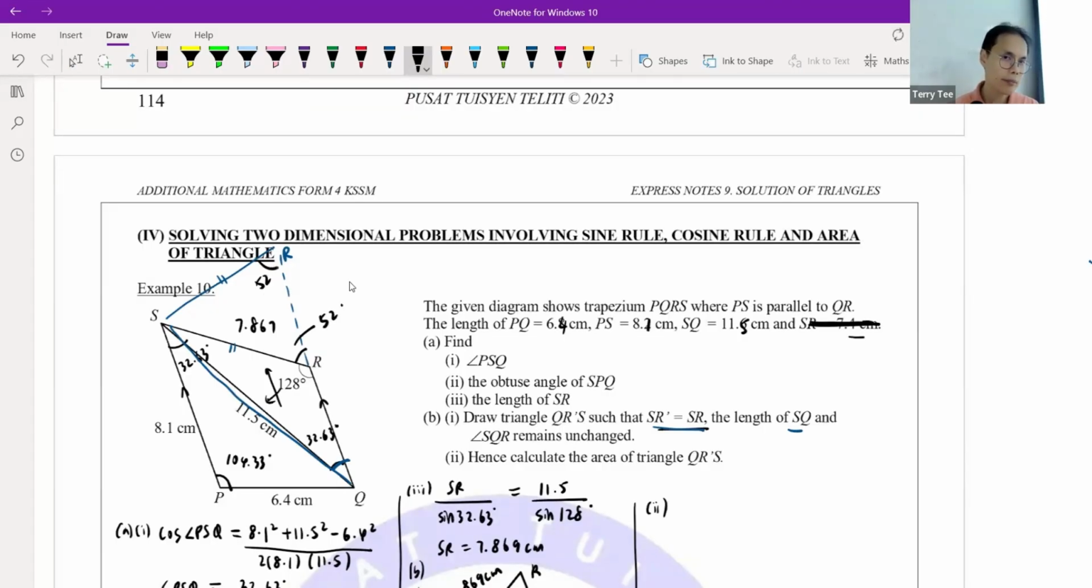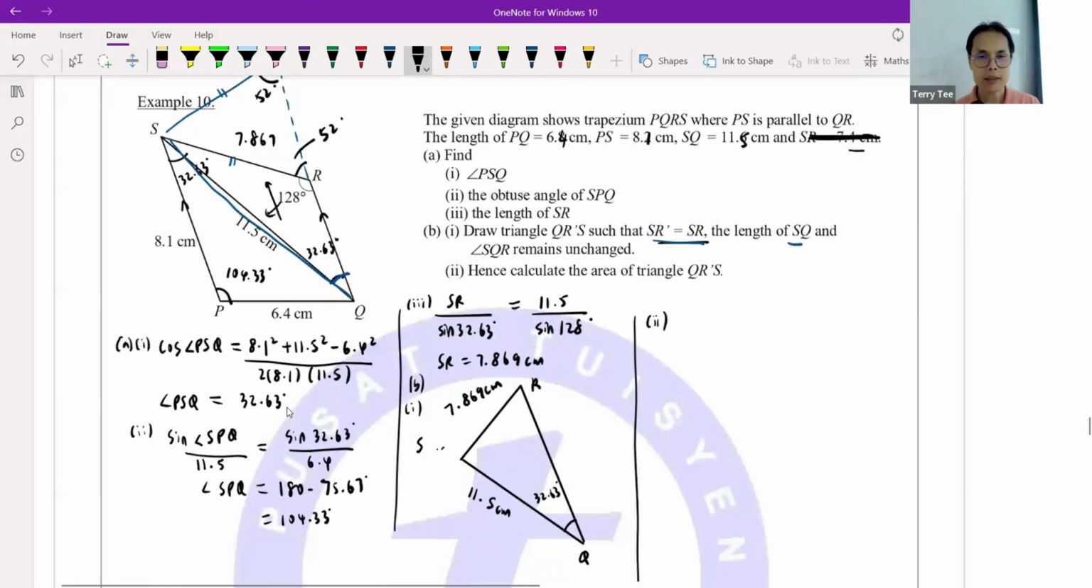This one must be 52, right? Right. So this angle here is 52. Let me label my S here. This one, put a prime. Sorry, your prime is at R. Your prime is at R.